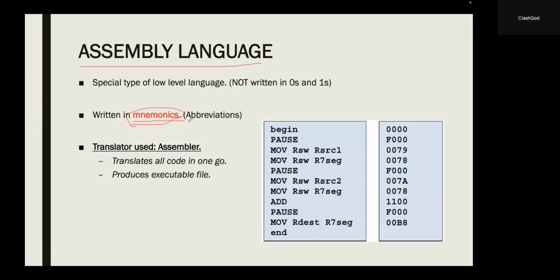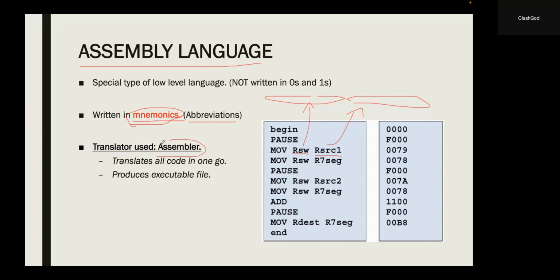And what mnemonics means is abbreviations. Take a look at this piece, RSW or RSRC1. You have no idea what they mean. RSW means some sort of instruction, and this means some sort of instruction. So basically mnemonics means each command word in assembly language represents a sort of instruction or a larger thing. So you can basically say written in abbreviations or something. So written in mnemonics. And because it is not written in zeros and ones, the computer can't understand it. It also needs a translator. So it's quite strange that it is considered a type of low-level language, but it uses a translator as well.